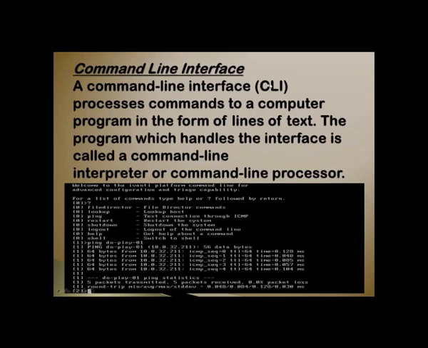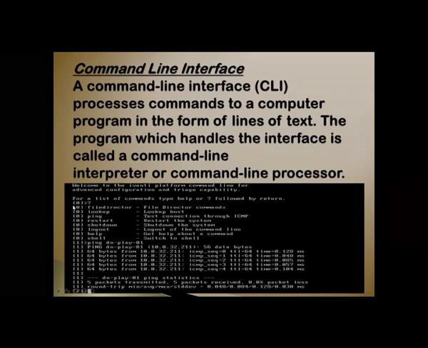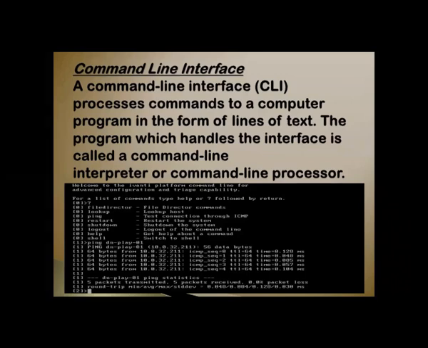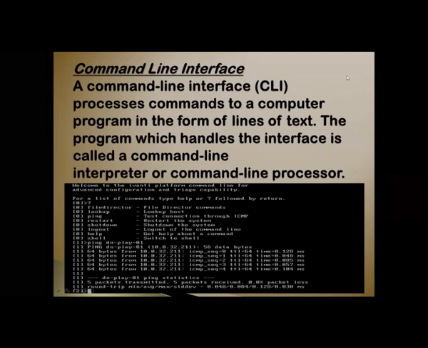A command line interface, that is CLI, processes commands to a computer program in the form of lines of text. The program which handles the interface is called a command line. A prompt and B prompt are given here, for which drive? Yes, very good, Tawqir. A prompt and B prompt for floppy disk and C prompt for hard disk. Good.